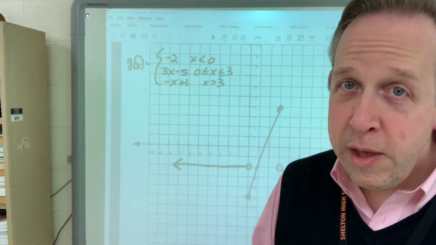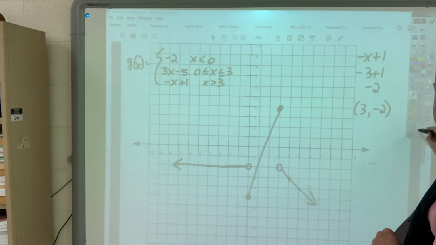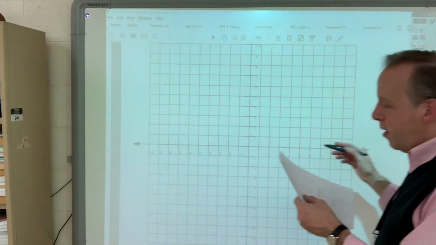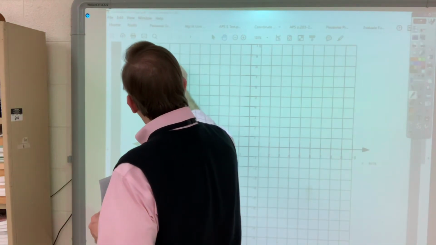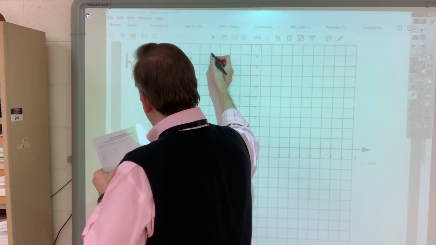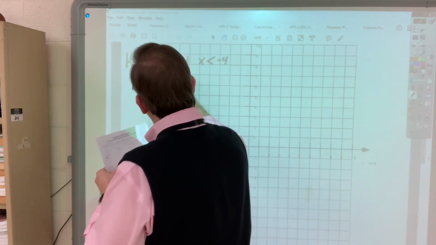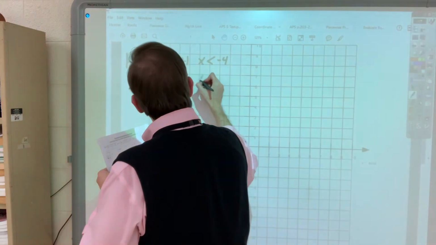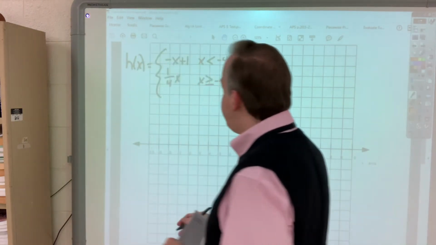Okay. Last one. The h of x function just had two pieces. Negative x plus 1 if x is less than negative 4, and 1/4 x if x is more than or equal to negative 4. Just two pieces.